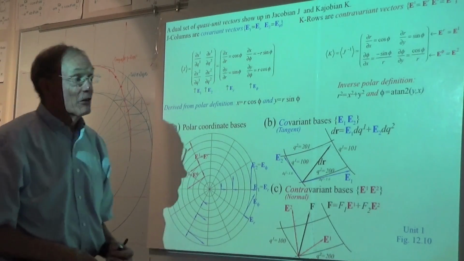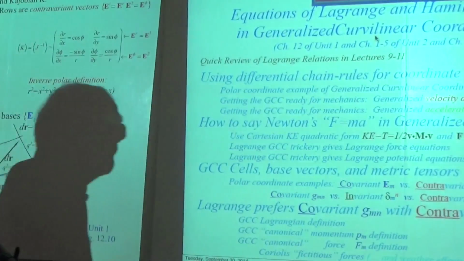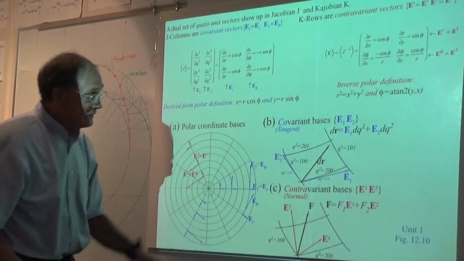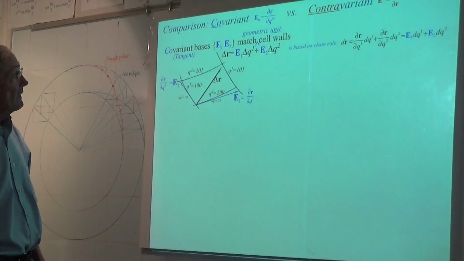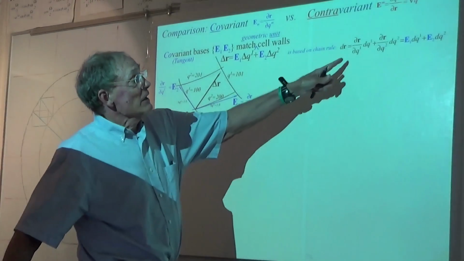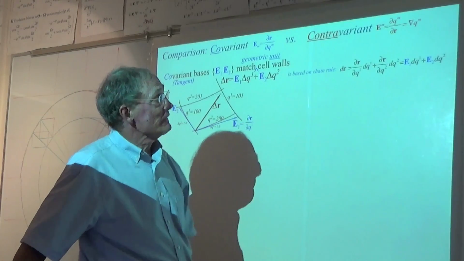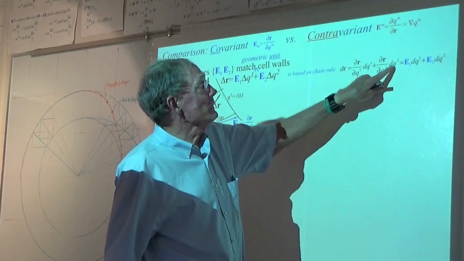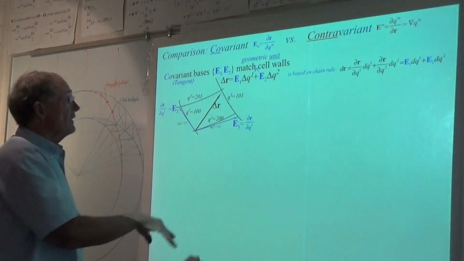So this business of metric base vectors and the cells that make them up is really a very important piece of work. Here's where I say it again. E sub 1 is partial R with respect to Q1. E sub 2, partial R with respect to Q2. So that would be the phi, and this would be the R. Okay, tangent. We're used to that.